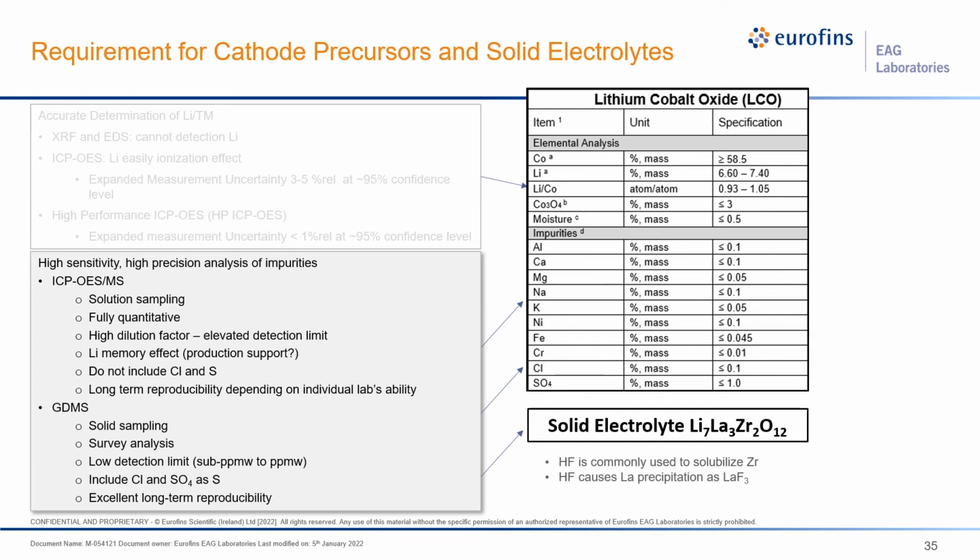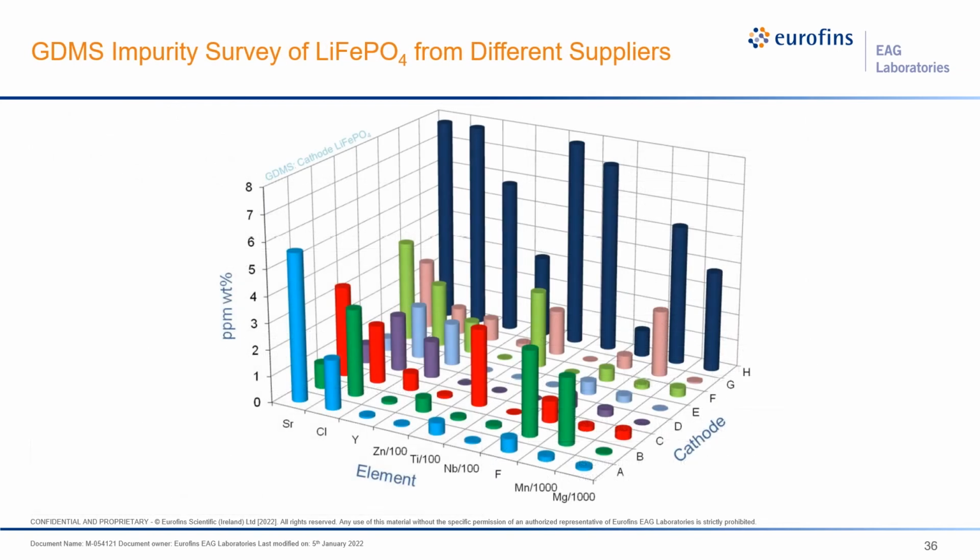So that being said, for the lithium transition metal oxides it is a matter of choice of each lab, whether to do ICP, OES, MS, or GDMS. Well, on the solid electrolyte, we encourage GDMS. We'll choose GDMS over the solution sampling technique simply because of the challenges in the dissolution process.